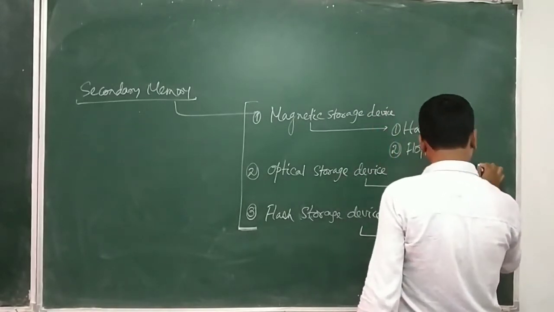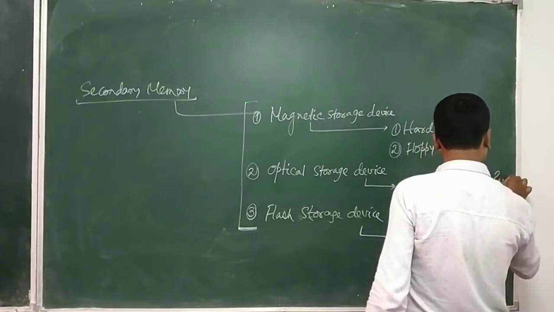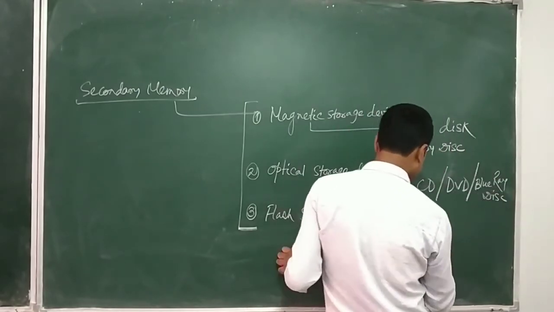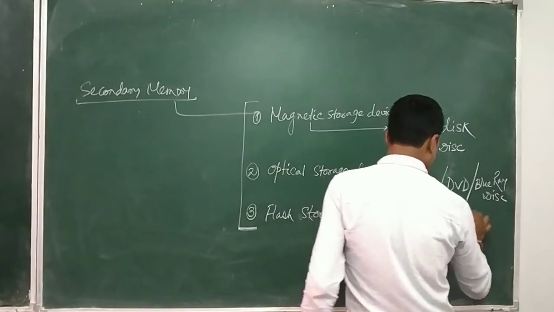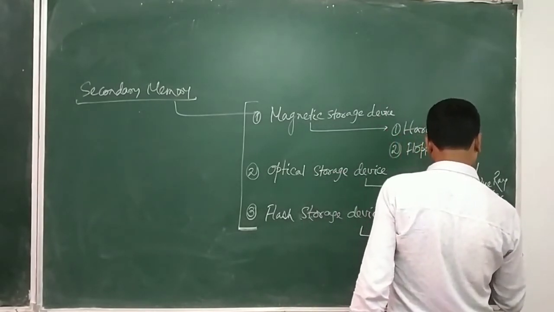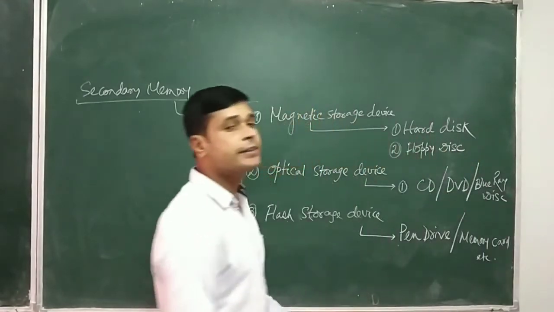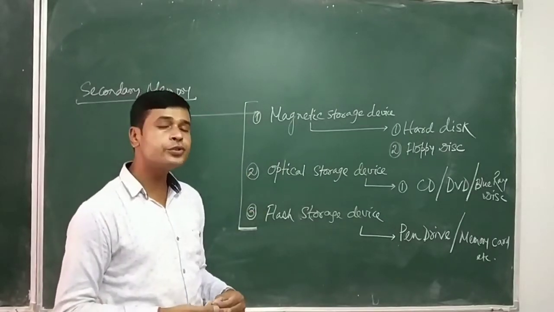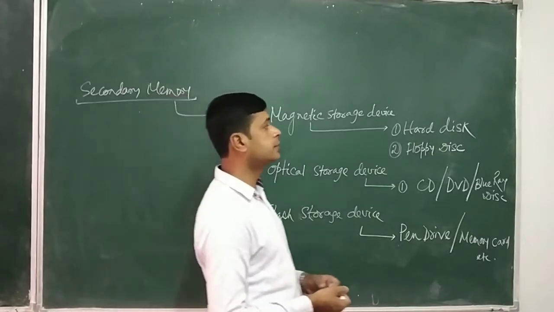Optical storage, Blu-ray discs. Next, flash storage device, pen drive. Next, memory card, etc. Okay, so these are the examples of secondary memory devices that are used to store large amount of data and information.